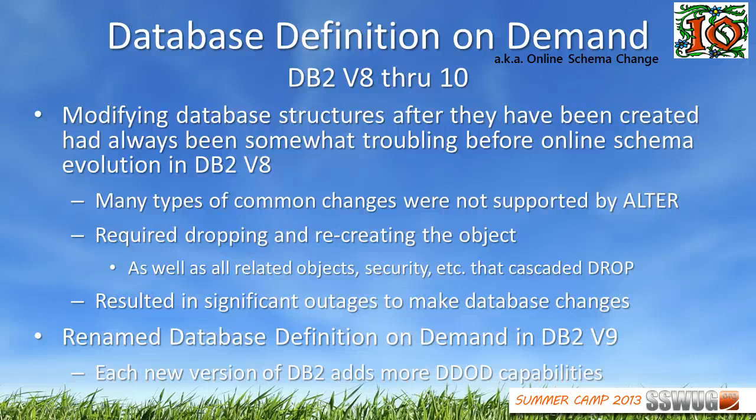Before version 8, there were a lot of common changes that just weren't supported by ALTER. And there still are some changes that aren't supported by ALTER, but more and more are being added as database definition online is improved by IBM. So we saw the ability to make some changes added in version 8. Before that, you had to drop and recreate the object. And we'll show you an example of why that was a significant problem. That specifically because it caused an outage, but the size of the outage sometimes people don't think about unless they've actually sat down and done one of these drop and recreate type changes.